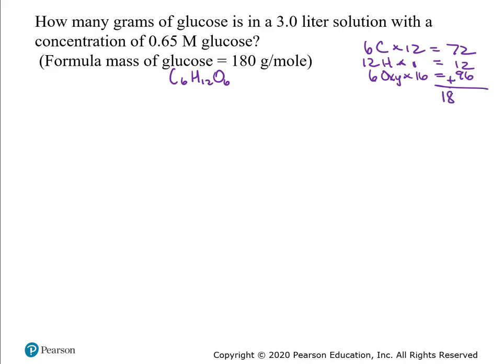Add those ones up. That tells me that there's 180 grams in 1 mole, or how many grams per mole. It's called the formula mass. Just add the mass of each of the atoms in the formula. So when you see that capital M, first thing you want to do is change it back to a unit number. So 0.65 big M glucose means what?